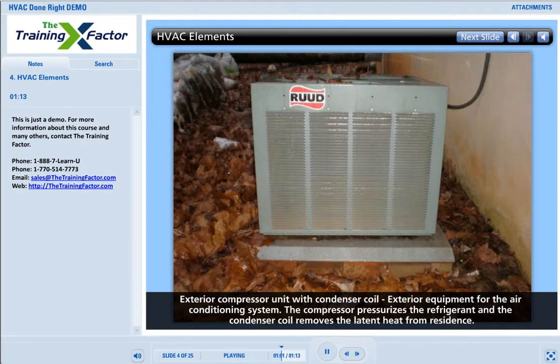Exterior compressor unit with condenser coil, exterior equipment for the air conditioning system. The compressor pressurizes the refrigerant and the condenser coil removes the latent heat from the residence.